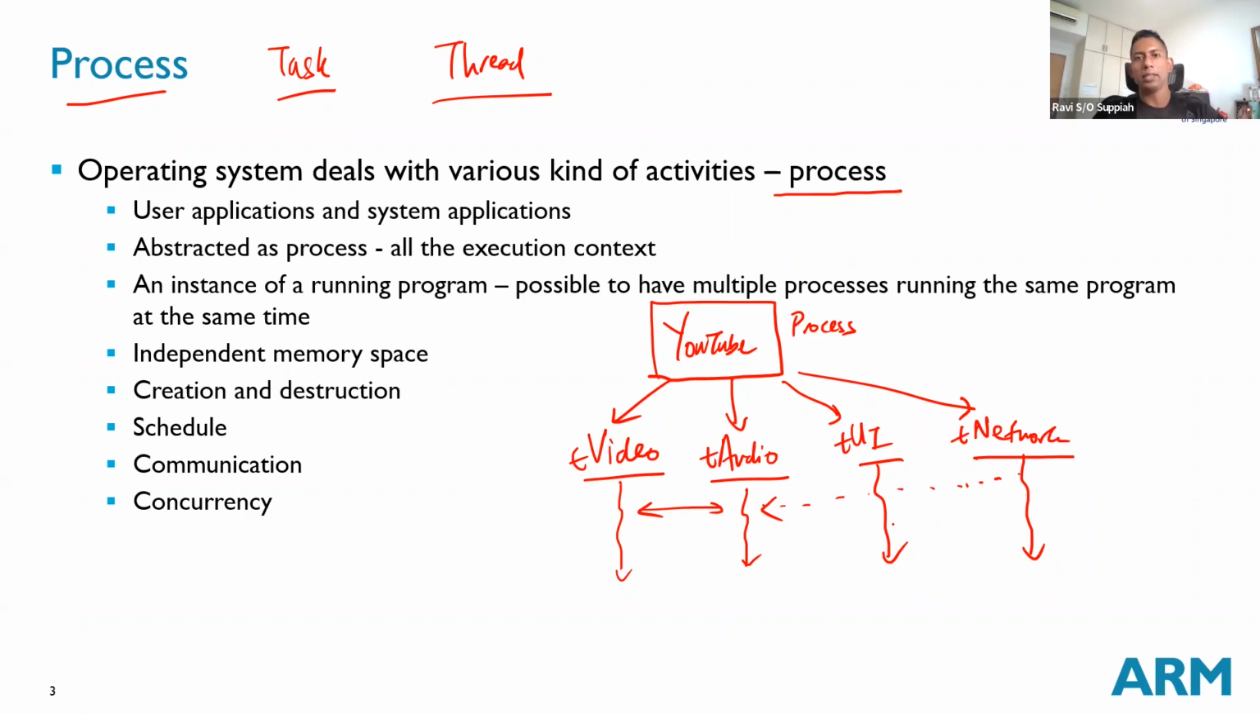Okay, and similarly, the TUI must also be able to have some overall control. Right? If I want to stop playing, I must be able to tell the network, okay, stop receiving data, stop playing back, and so on. Okay, so the thinking will now change.